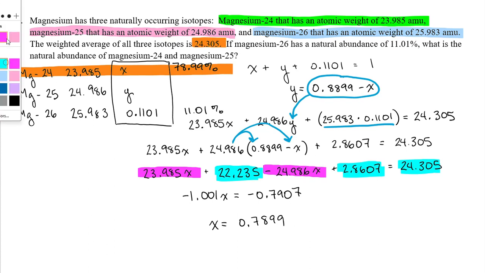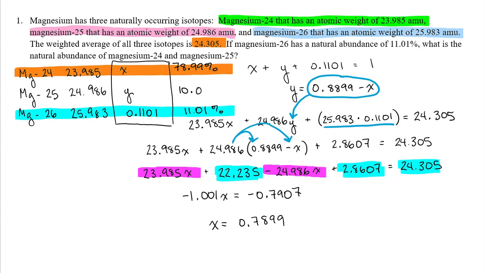We have 11% as magnesium-26. The rest of it has to be magnesium-25. So the percent that we have of magnesium-25, you just subtract those two percentages from 100, and you get that it is equal to 10%.